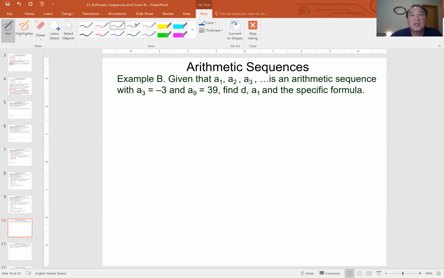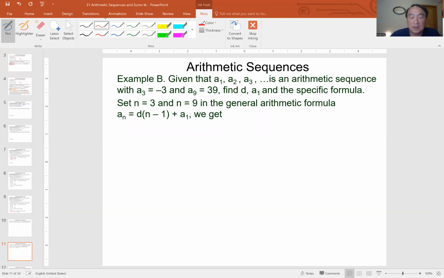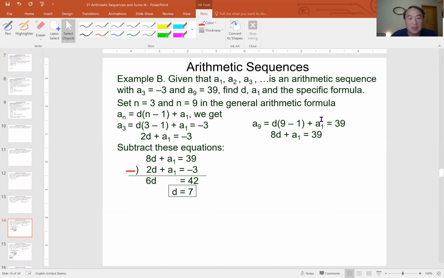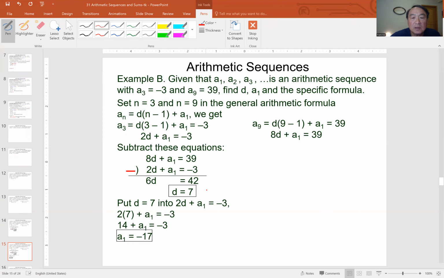Here are two slightly different pieces of information for an arithmetic sequence. I don't know what A1 and D are, so the first thing I want to do is plug -3 into the general sequence formula to get this equation, then plug 9 into the general formula to get this equation. Notice if I subtract them, I get D equal to 7, and I plug D equal to 7 back into this equation. For example, I can find out what A1 is.